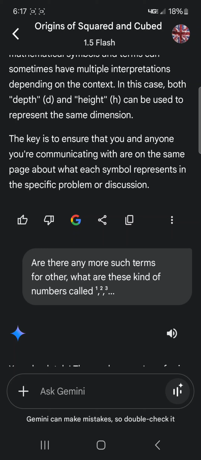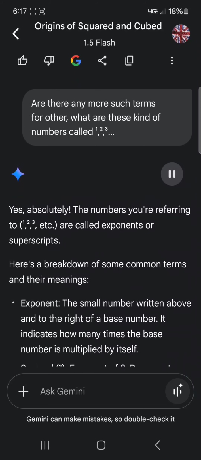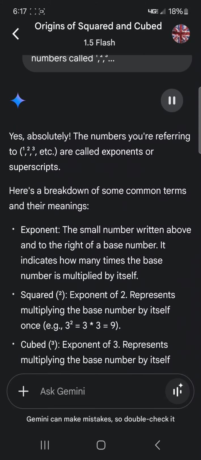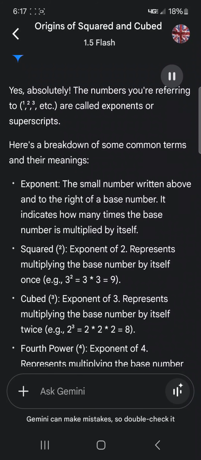What are these kinds of numbers called? To the power of 1, to the power of 2, power of 3? Yes, absolutely. The numbers you're referring to are called exponents or superscripts. Here's a breakdown of some common terms and their meanings. Exponent: the small number written above and to the right of a base number. It indicates how many times the base number is multiplied by itself.